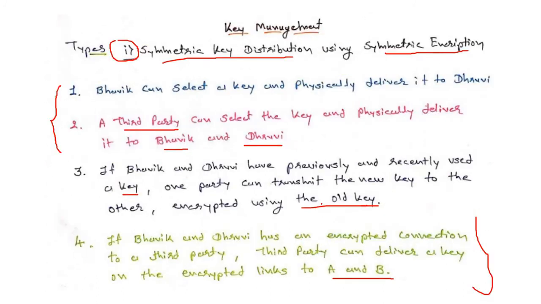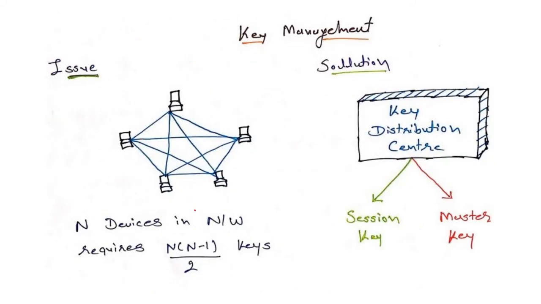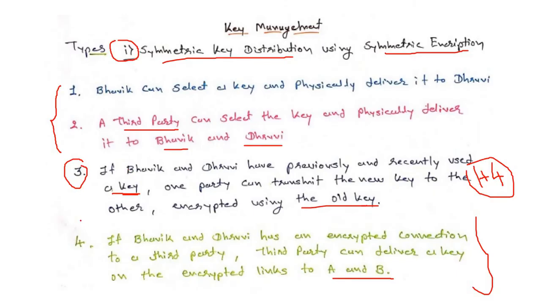Get it? Like duplicate key generation, we are using case number 3. Suppose we have one original key and we are going to make duplicate keys. If there are 5 members, it will require 4 duplicate keys and 1 original key, total 5 keys. Same thing, if there are n devices in the network, it will require n into n minus 1 by 2 keys. So it is difficult to use this type of multiple keys. Get it? So there is one solution, which is the key distribution center. By using the key distribution center, we can implement our case number 4.